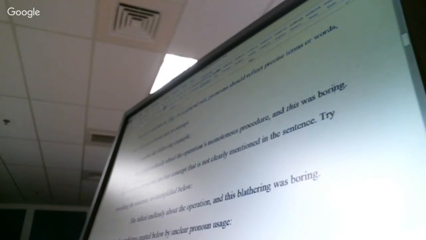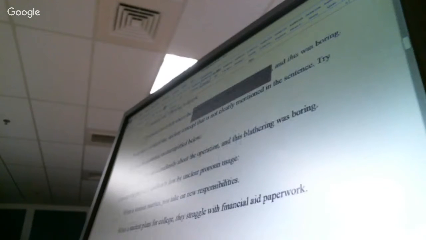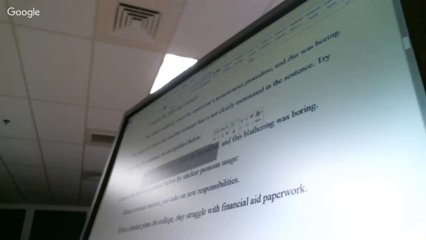Right? There's two possibilities. It could be you're talking endlessly. It could be the monotonous procedure. So we clarify that and say, she talked endlessly, and this blathering was boring, right? I clarify what the pronoun means. I'm starting an independent clause with a pronoun, so I'm making sure that I have a clear reference to what that means.